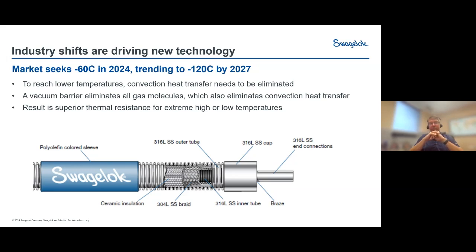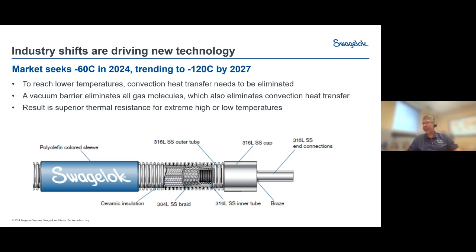So I wanted to talk a little, we've been talking about how superior the vacuum jacketed works. We wanted to really talk about why it works so well. Again, the market is using about minus 60 now is what we're seeing, and that's trending pretty quickly to minus 120 or maybe even colder within the next few years. So this is a pretty quick trend from what we've been seeing. And in order to reach that, what we're saying here is eliminate convection heat transfer.